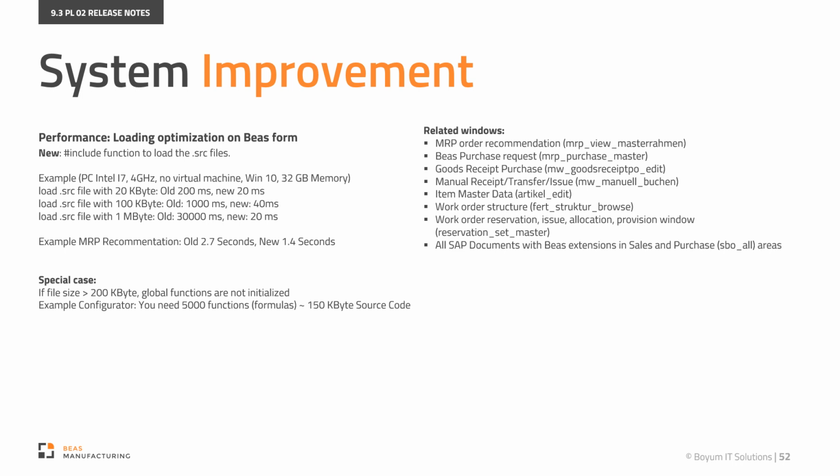The related windows are only windows with a large number of functions: MRP order recommendation, Beas purchase request, goods receipt purchase, manual receipt transfer issue, item master data, work order structure, work order reservation issue allocation provision window, all SAP documents with Beas extensions in sales and purchase areas.